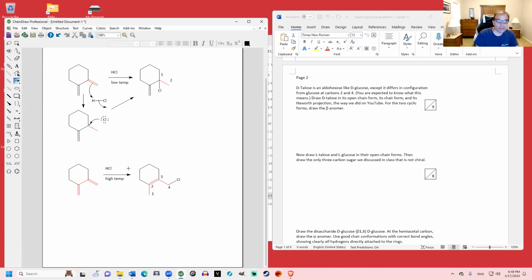We learned that mechanism in the first semester. The second product comes from the other resonance form of that carbocation, which looks like this, has the plus charge, whoa, on the primary carbon.